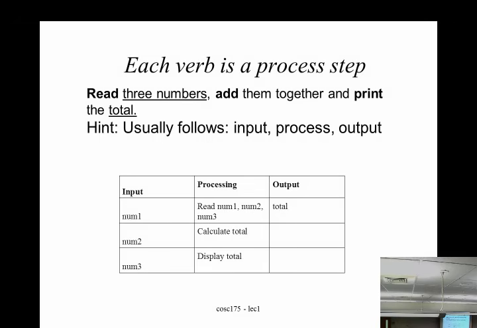So not only is this an IPO diagram, but our processing steps often, not always, look like input, process, output. Get the stuff, do something with the stuff, and display it back to the screen. Input, process, output. Not a bad starting point. Not everything will be that way, but a lot of them will. Does that make sense? Okay.